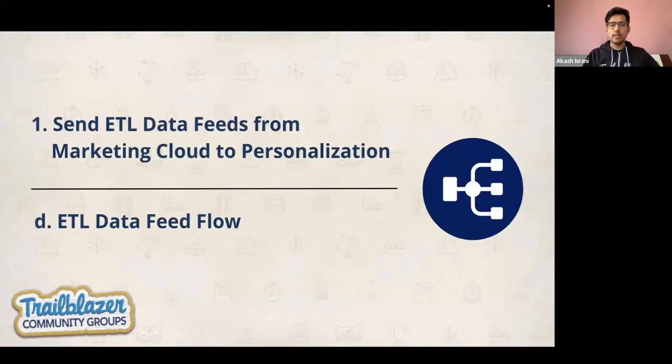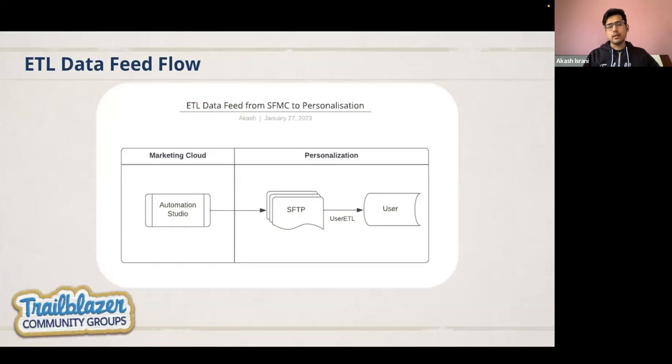So the fourth subtopic that we have is the flow. Over here, you can see that in Marketing Cloud, we will use Automation Studio for all our ETL activities and processing. So once the file is ready, we will move that file to personalization SFTP. And then using the user ETL data feed that you see over here, once it's activated, it will move the file from SFTP to the user items, okay, or user profiles. So this is what I'll be showing in the demo today.